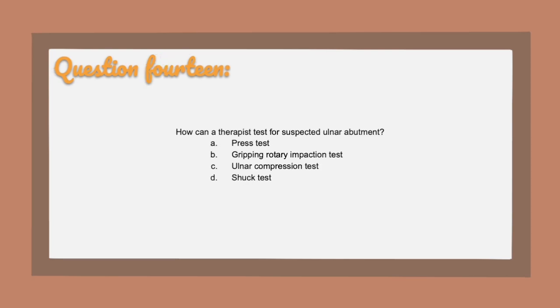Question 14. How can a therapist test for suspected ulnar abutment? A, press test. B, gripping rotary impaction test. C, ulnar compression test. D, shuck test.